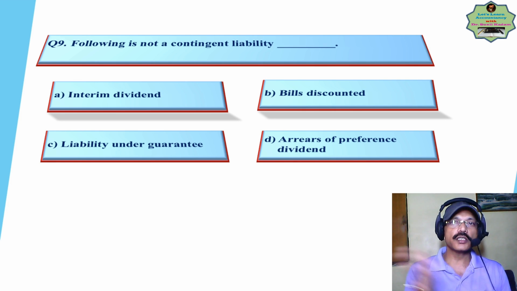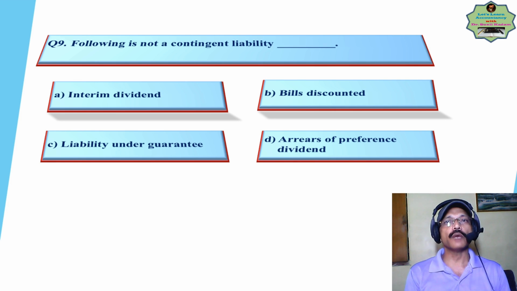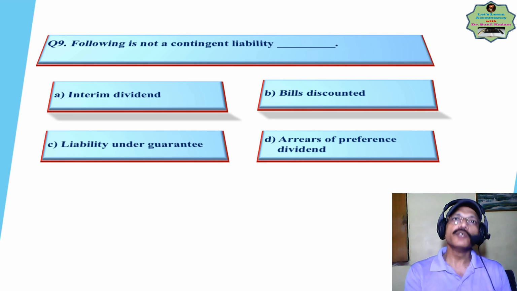So let's discuss the second option, bills discounted. The bill is discounted. If the bill is dishonored, then you have to pay the liability. So there is uncertainty. That's why it is a contingent liability.